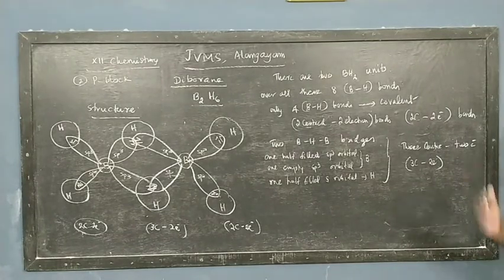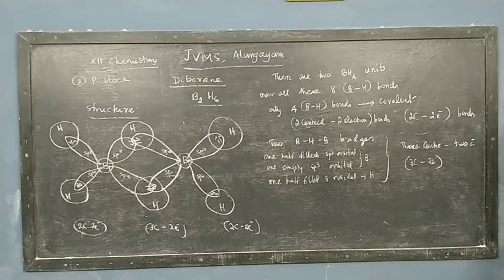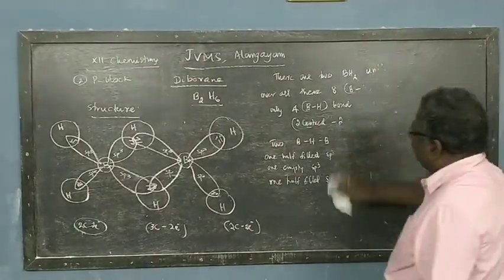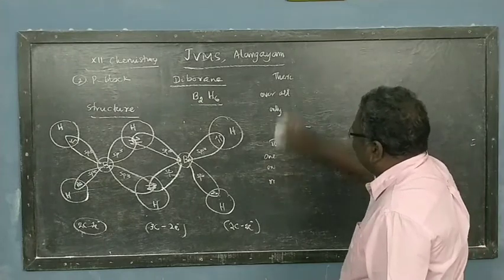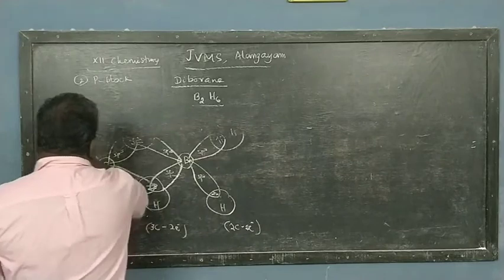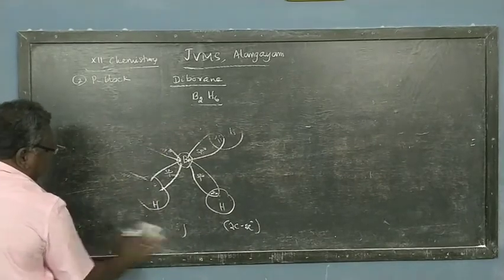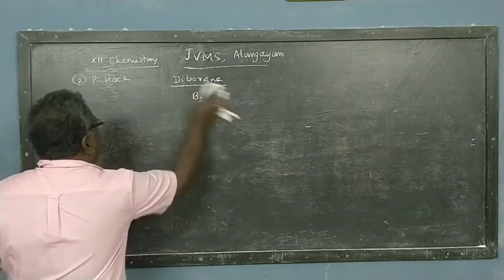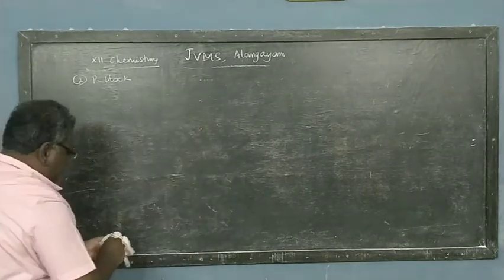Diborane is mostly used as a propellant, and it is also used as a reducing agent in most reactions. Next we will pass on to the next compound, that is boron trifluoride.